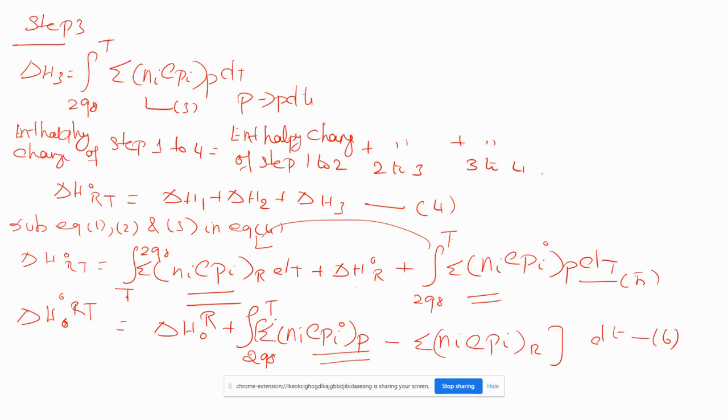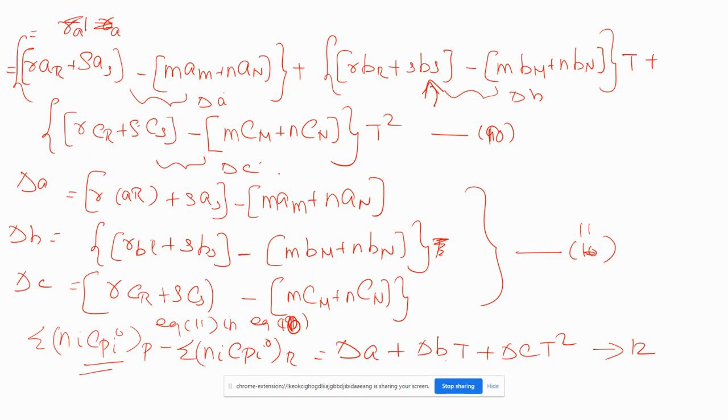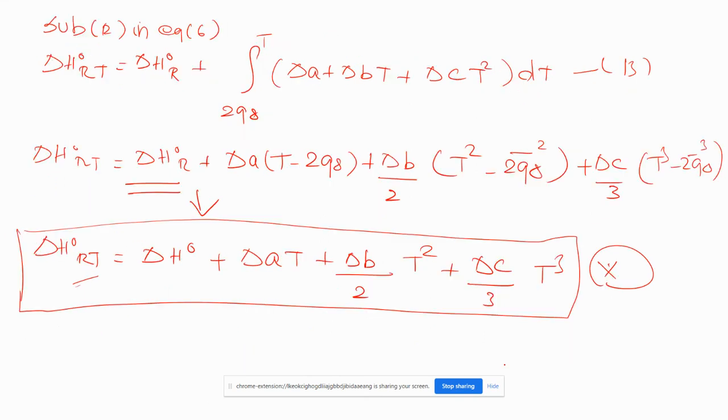Now we are going to find the value for this. Cp naught is given as A plus BT plus CT square. First we have taken it for products, then for reactants. So products minus reactants, and we combined all the terms together. Afterwards we gave notations as del A, del B and del C. Finally we get del A plus del B T plus del C T square, substitute in the equation and integrate, and we have got an equation, and this equation is very important.